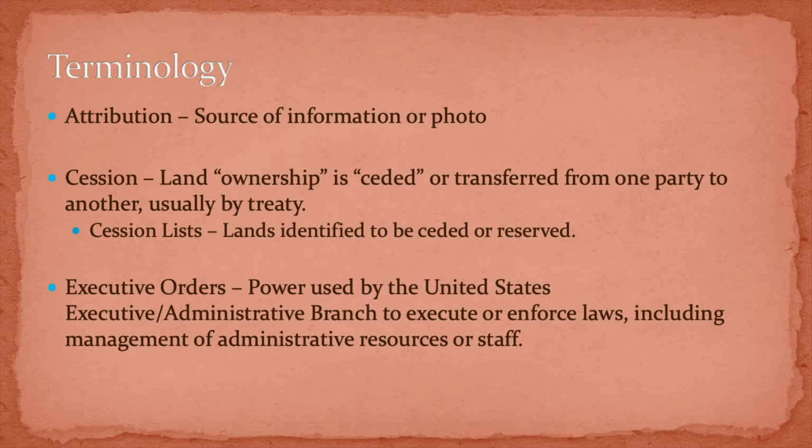Even though treaty is the word of the day, the term cession will be seen over and over again in the Treaties Explorer. A cession is the transfer of land from ownership of one party to another, usually by treaty. Within the website, you will see that many tribes are listed on cession lists. These cession lists identify lands that have been ceded by a particular tribe, identified as ancestral tribal lands, or identify land that is going to be reserved for a particular tribe.